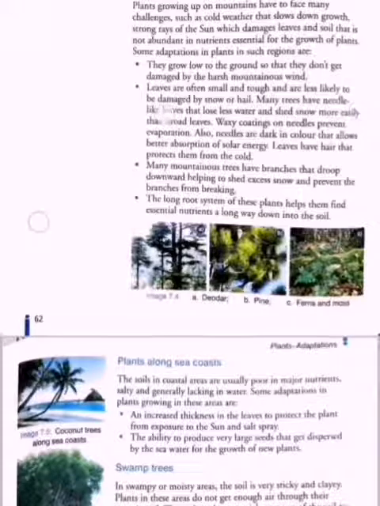Many trees have needle-like leaves that lose less water and shed snow more easily than broadleaves. Waxy coating on needles prevents evaporation. Also, needles are dark in color, which allows better absorption of solar energy. Leaves have hair that protects them from the cold. So these types of adaptation they have, that the leaves are often small and tough and they are less likely to be damaged by snow or hail.